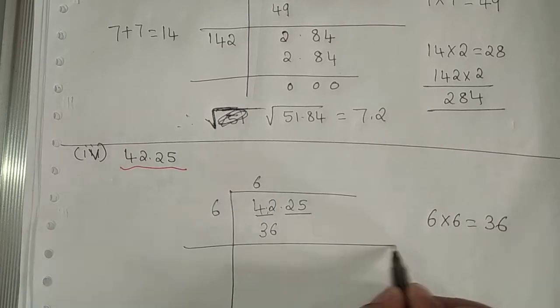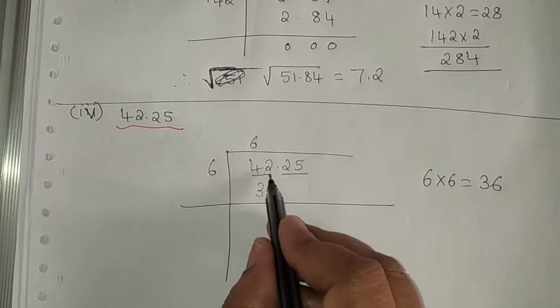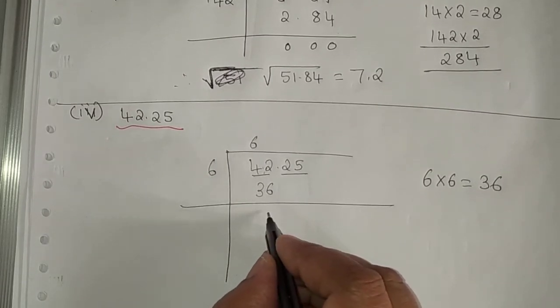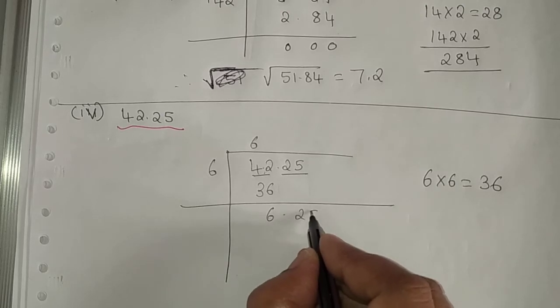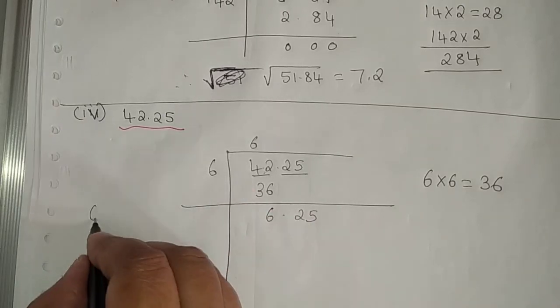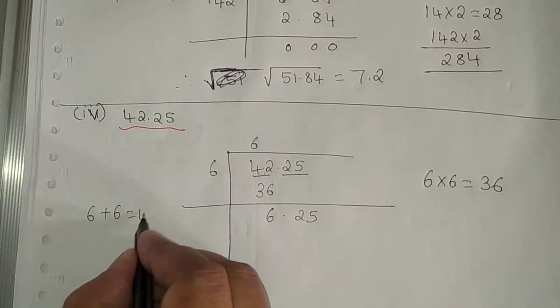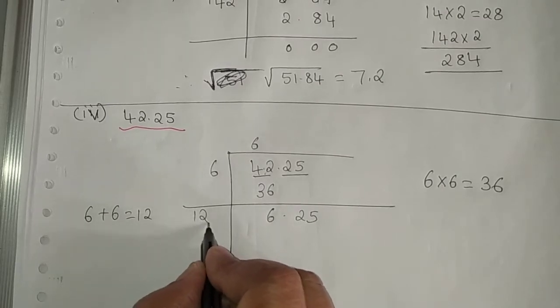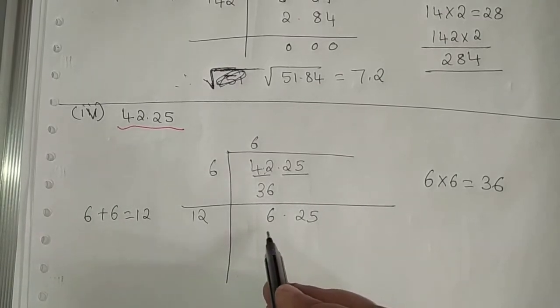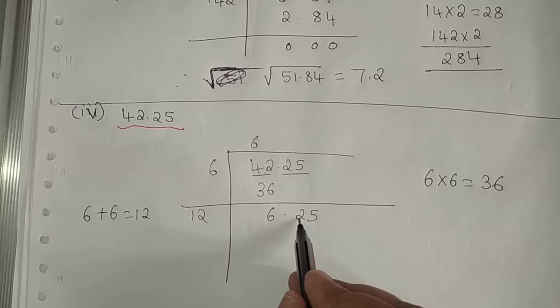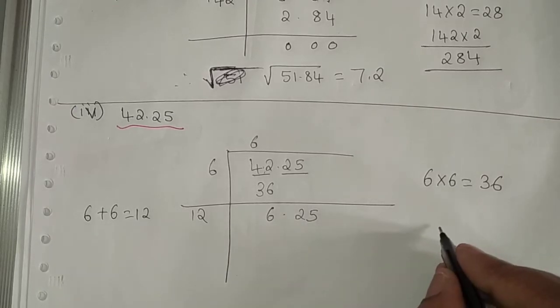So what is 42 minus 36? We will get 6. Then here 2 5 as it is. Add 6 plus 6 is equal to 12. Write down 12 here. Next is find the nearest number to this 62.